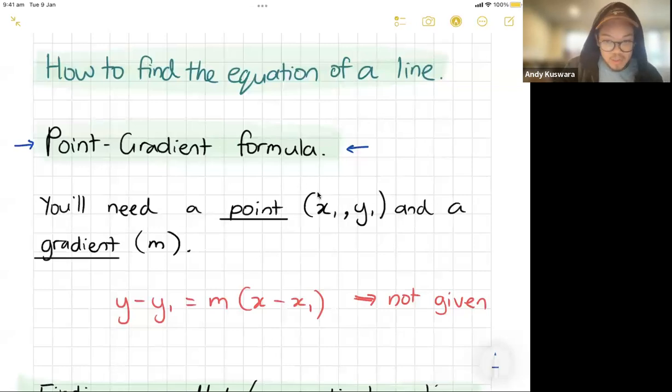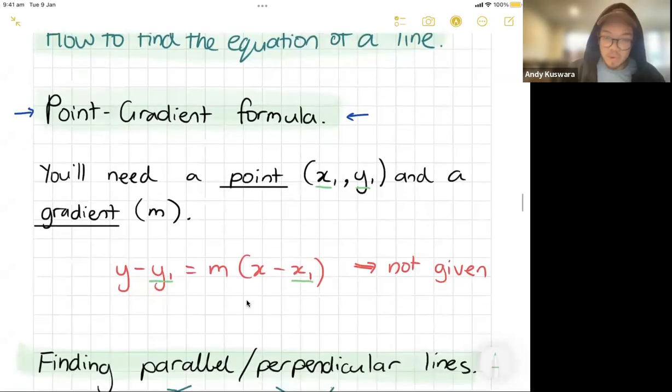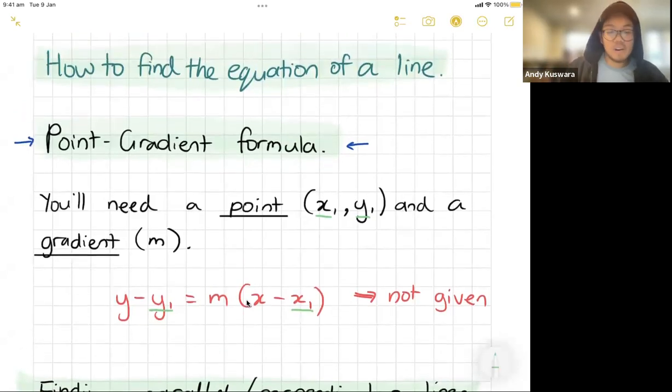Just take a note here. When I talk about a point, I'm talking about some x and some y, a singular point. And then your gradient is m. So we can see that this comes up in our formula. The point here is the x1 and the y1. We don't really touch the y and the x, and I'll explain why in a little bit. This formula is not given, so you're going to have to memorize this one as well. You use it really often, especially when we get to calculus, but we'll get there in a little bit.